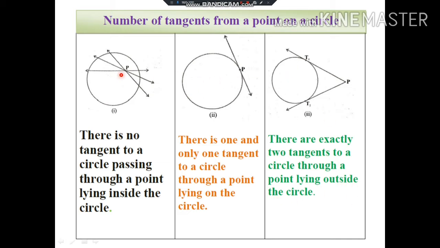Yes, children, remember: for a point inside the circle, there is no tangent; for a point on the circle, there is only one tangent; and for a point outside the circle, you can draw maximum two tangents.